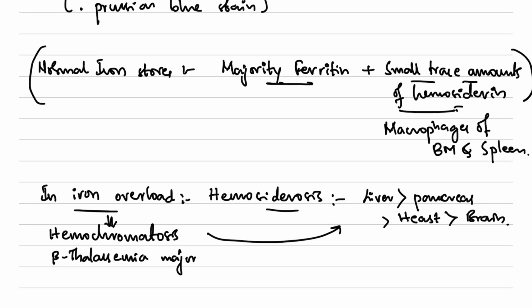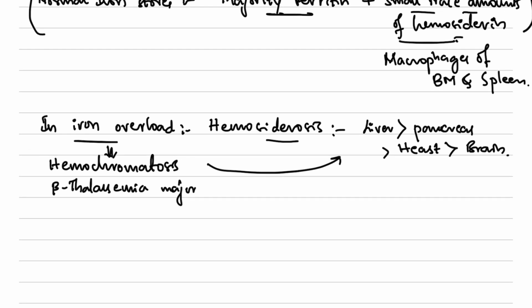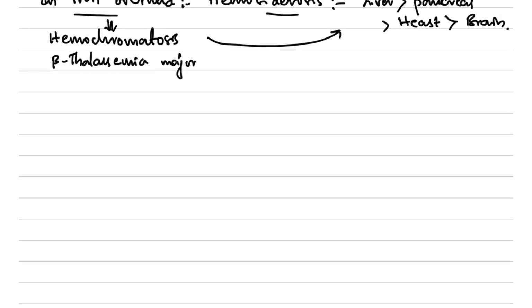Normally whatever iron we take, it will be mostly in the form of ferritin, and a very small trace of hemosiderin will be there. And whenever there is iron excess in case of iron overload conditions such as hemochromatosis or beta thalassemia major, it will lead to hemosiderosis, and the deposition will occur in the liver, pancreas, heart and the brain. Okay, now as I just told you, the normal serum ferritin levels were 120 micrograms per deciliter, and in iron deficiency anemia, it will be less than 12 micrograms per deciliter, and in case of iron overload conditions, it will be as high as more than 5000 micrograms per deciliter. So this will be the serum ferritin level.